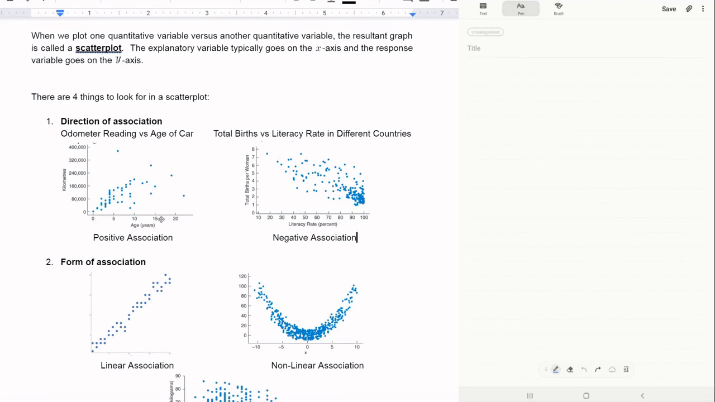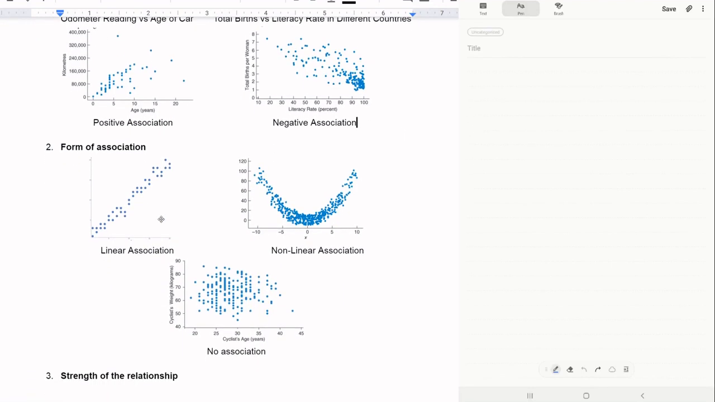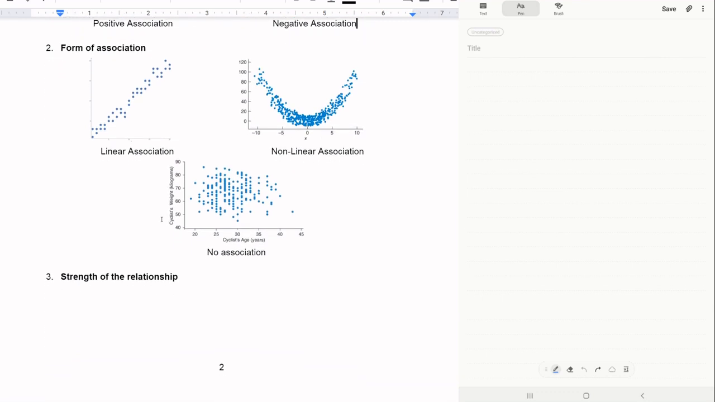Okay, so the next thing that we can look for in a scatter plot is the form of the association. So what kind of shapes do the scatter plots show? One example here is a linear association. So if the scatter plot shows a straight line, then we have a linear association.